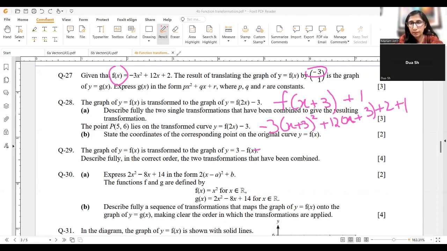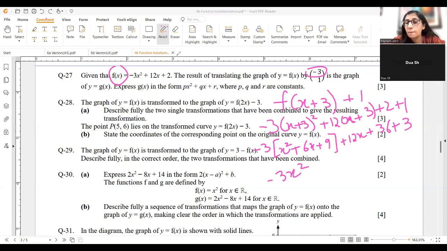Let's quickly expand this: minus 3(a squared plus 2ab plus b squared), then there's plus 12x plus 36 plus 3. So we have minus 3x squared, then we have minus 18x plus 12x, which is minus 6x. Then we have minus 27 plus 36 plus 3, which is plus 12.